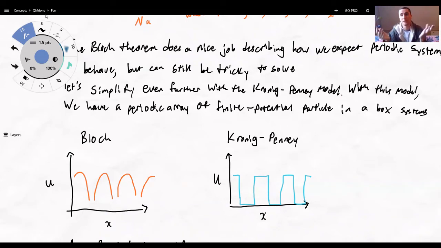So now, instead of having these parabolic shapes that approach negative infinity, we are going to have a periodic array of finite potential particle in a box systems. Remember, with an infinite potential particle in a box, the atoms cannot exist outside of that box, but with a finite potential, they can. They don't have a high probability of doing so, but they can. And that's going to approximate this sort of parabolic system that we have here.